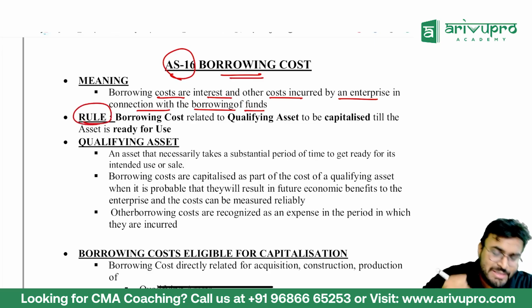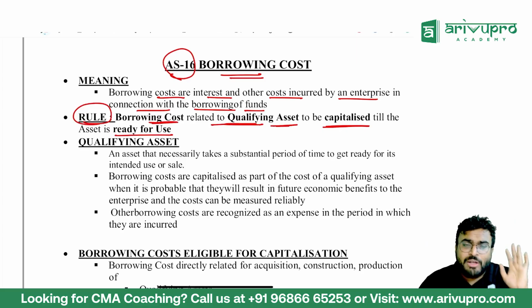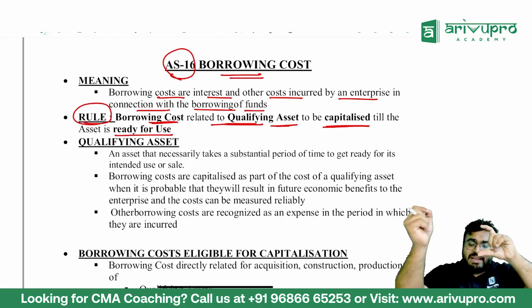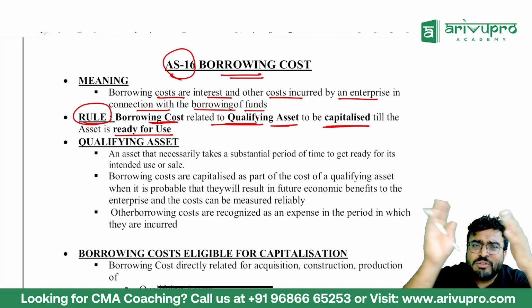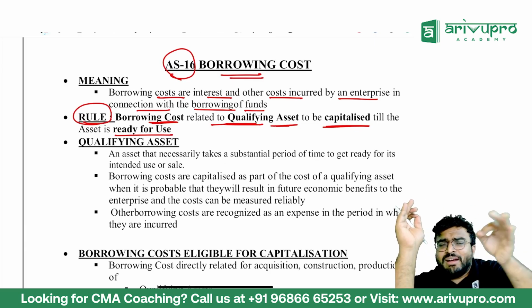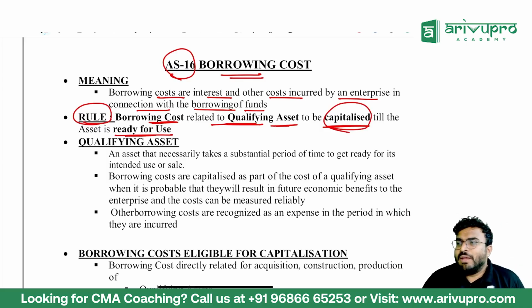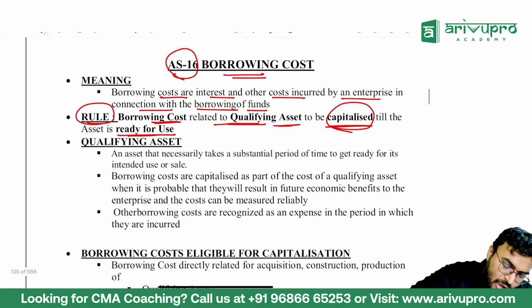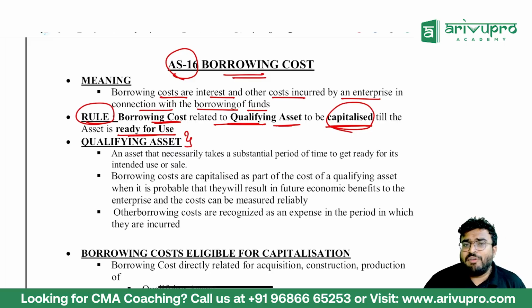Now, the rule of AS 16 is borrowing cost related to qualifying asset to be capitalized till the asset is ready for use. See, borrowing cost is an expense, right? It will always go to P&L, right? But if it is related to qualifying asset, it will be capitalized till the asset is ready for use. Is this clear?